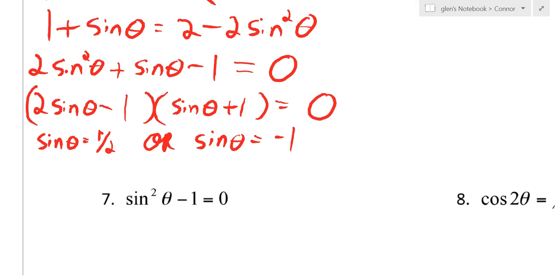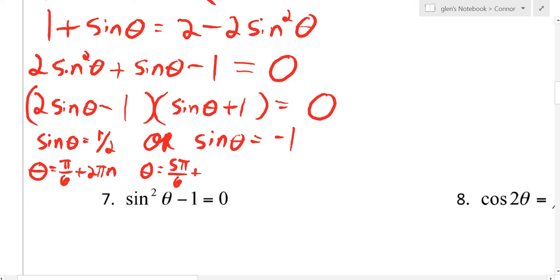Okay. And now we just have two equations that we have to solve at this point. But it's all from the unit circle, which is what we wanted. So either theta equals, for sine to equal a half, we have pi over 6 plus 2 pi n, or theta could equal 5 pi over 6 plus 2 pi n. Is that okay? That's from the 1/2. That's where sine equals a half.